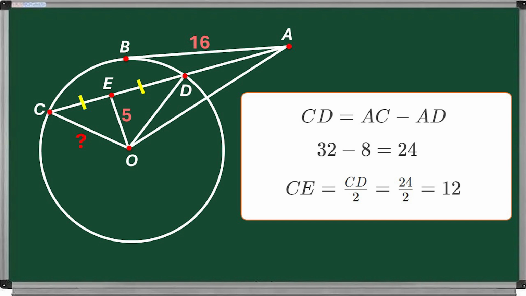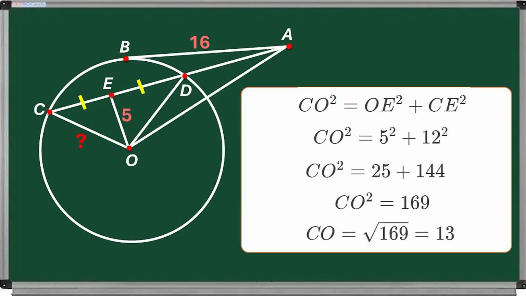Now that we have the length of AD, our next step is to calculate the length of segment CE. To do this, we first need the length of the entire chord, CD. We can find this by subtracting the external part, AD, from the total secant length, AC. So CD equals 32 minus 8, which is 24. Because the line from the center, OE, is perpendicular to the chord, CD, it bisects the chord. This means that CE is exactly half the length of the chord, CD. Therefore, CE is 24 divided by 2, which equals 12.